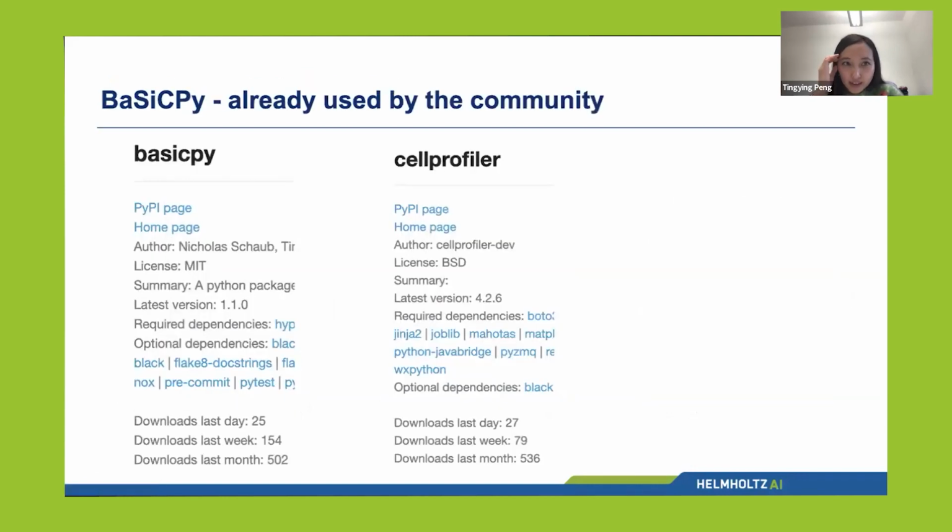So we already released BaSiCPy on the internet under the MIT license, so it's entirely free, and it's available by PyPI. We're happy to see the monthly download is already 500. That's quite an impressive number for us, because we checked a few other famous software in the bioimaging community, such as CellProfiler, which is also 500. I mean, a bit more than us, but it's not way more than us.